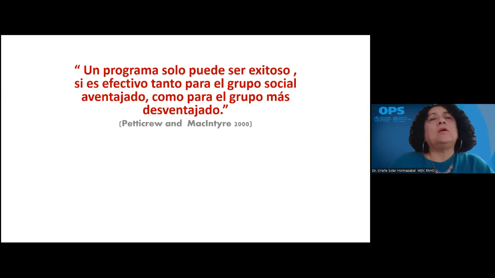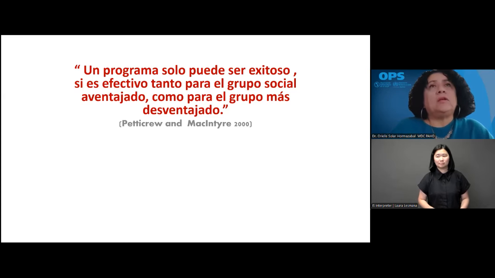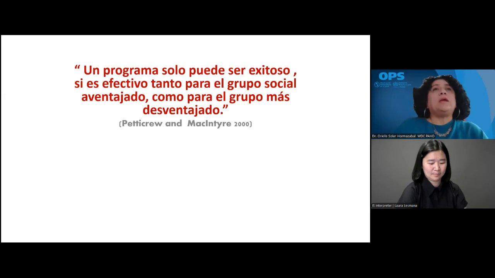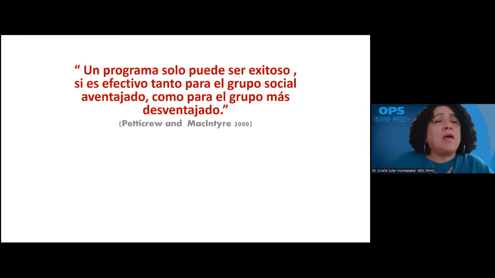It is a principle that we share in this group of countries and the region. When we talk about anything that has to do with health, and when we talk about the success of a program, in this case disease elimination, we insist that it is successful only if it is successful for both the socially advantaged group and the disadvantaged group.